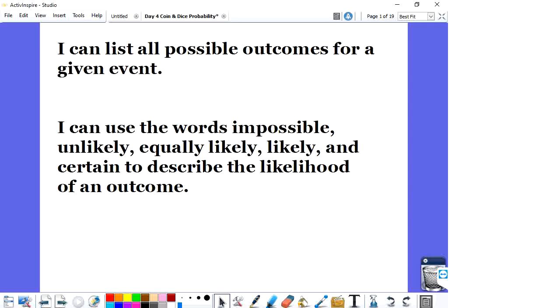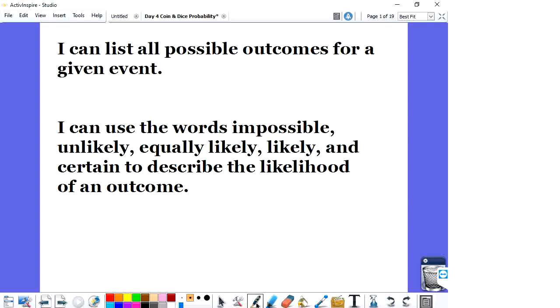Hey everybody, today we're going to talk some more about probability. Let's take a look at our I can statement for today so we know what our goals are going to be. It says, I can list all possible outcomes for a given event. That's one of our goals.